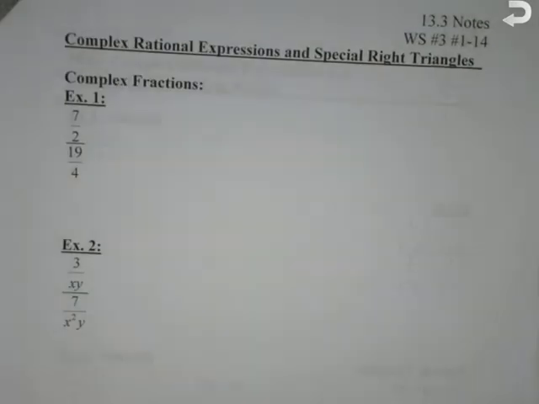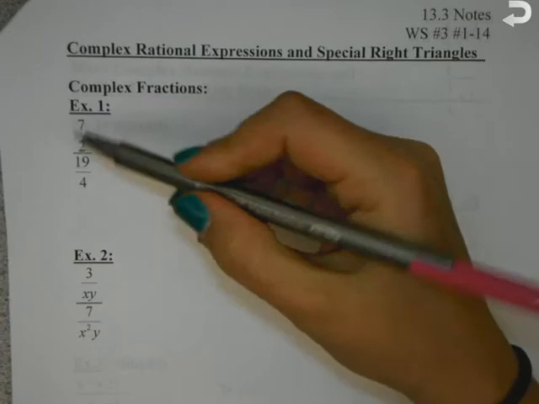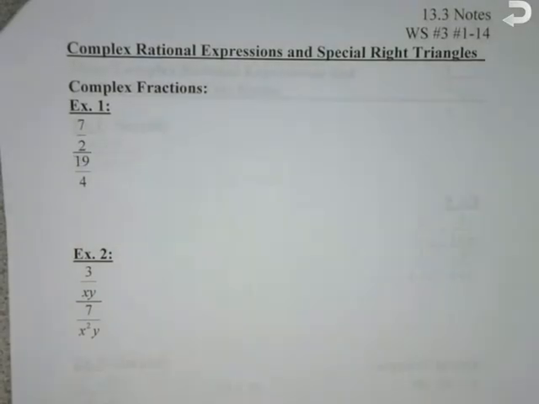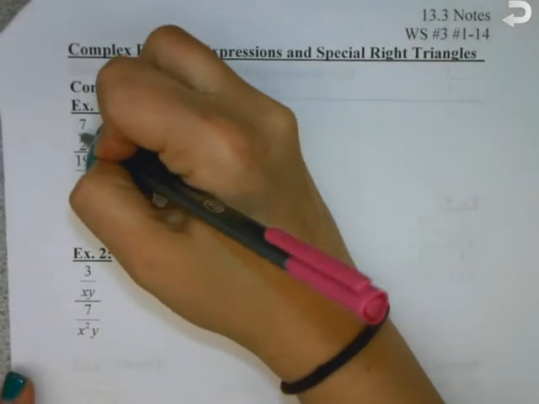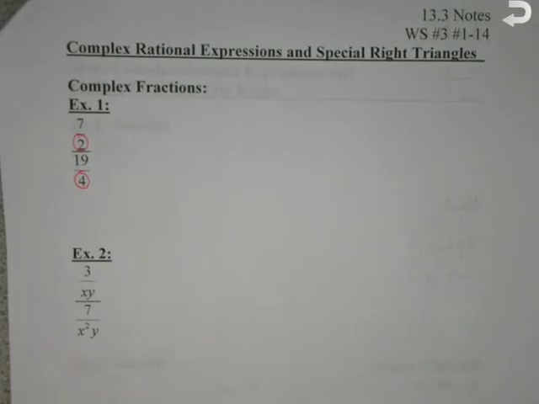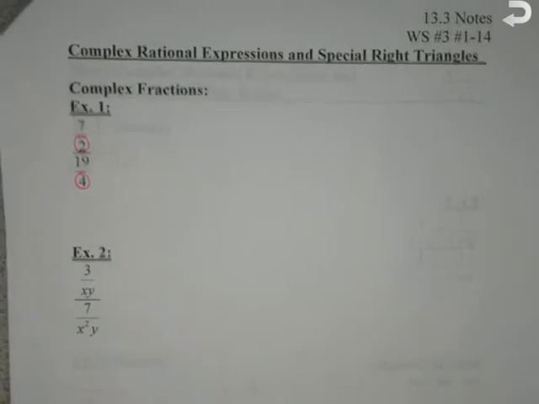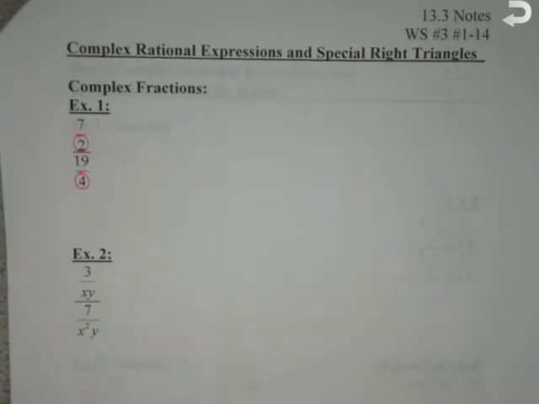Okay. The first one, example 1, 7 over 2 divided by 9 over 4. It's 19 over 4. Okay. What is the part about this fraction that you really, really don't like? That is two fractions. There's a fraction inside of it. Let's get rid of these fractions. So circle the denominators for me. We need to get rid of those denominators.